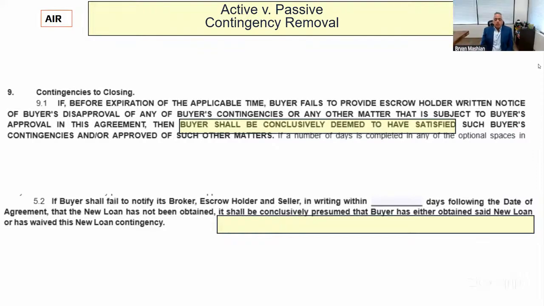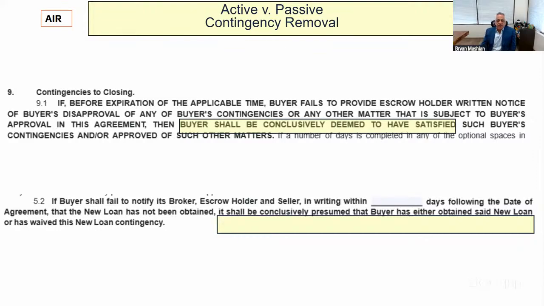So one of the other differences between the AIR approach and the CAR approach may at first seem to be different, but I think at the end of it, maybe they're not hugely different. Our contracts, the AIR contracts, have what's called passive approval, meaning that the contract is set up for the buyer to have a due diligence period, and once the time comes for the buyer to approve or disapprove of a contingency, if the buyer doesn't actively disapprove, then the buyer is deemed to have approved. So that's what we call the passive approval process.